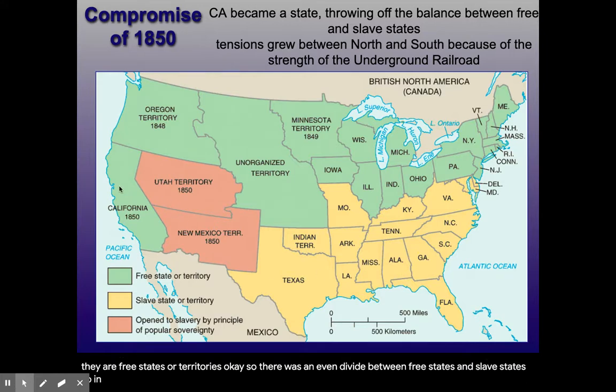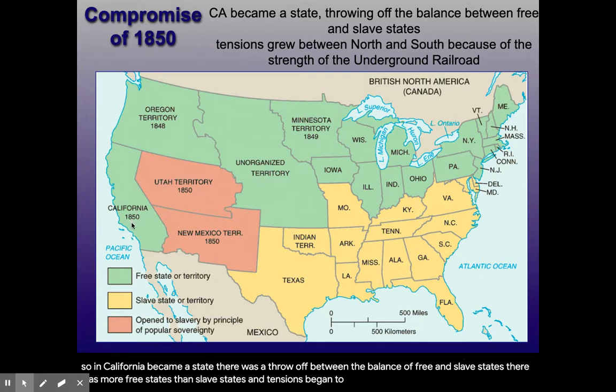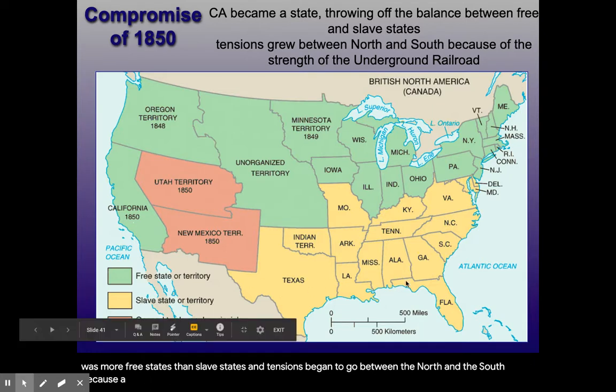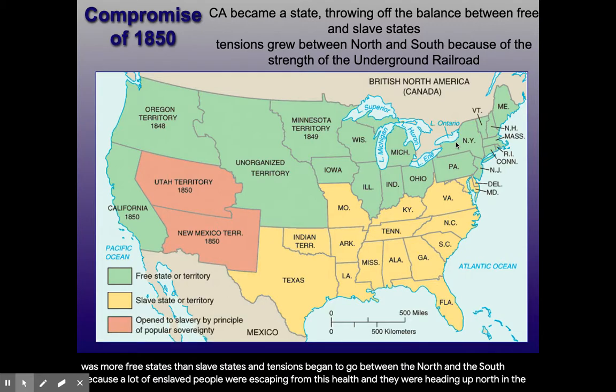So when California became a state, there was a throw off between the balance of free and slave states. There were more free states than slave states, and tensions began to grow between the North and the South because a lot of enslaved people were escaping from the South and heading up north on the Underground Railroad.